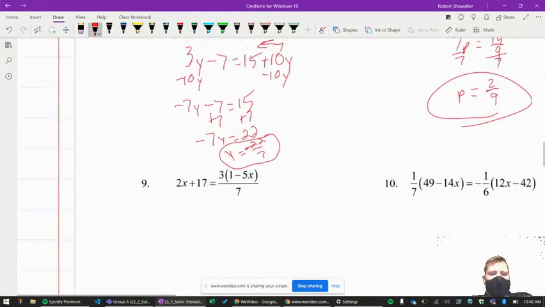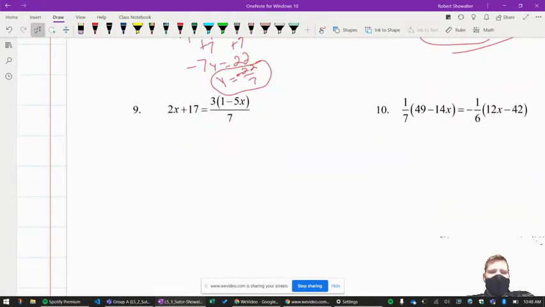Ooh, we have a goofy situation here on number 9. We got some variables on both sides. We got some distribution going on. What do you want to do first? A lot of y'all probably see the distribution, so why not just crank that one? Let's do that for fun. So we're going to distribute that. Minus 15x over 7. Okay, then we're done.